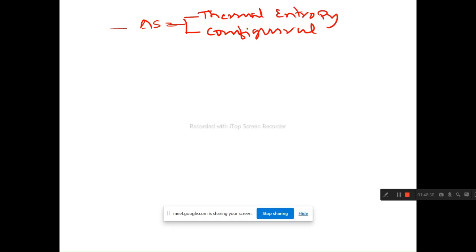So configurational entropy comes into existence when we add other elements to the host element. The substitutional elements or other foreign elements will occupy the interstitial or substitutional sites of the host material. Then it will result in different combinations of atomic positions. This will result in configurational entropy. So this is mainly due to the addition of impurities or alloying elements.